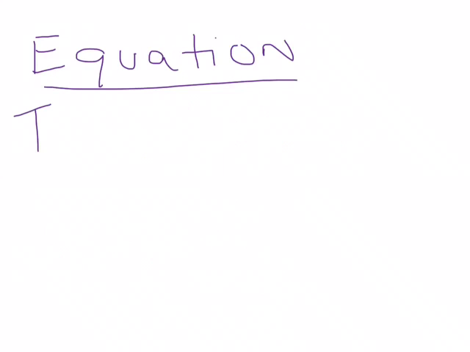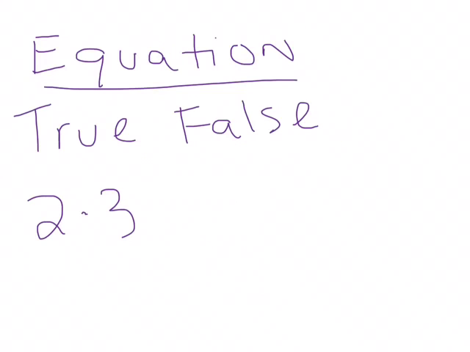An equation can be true and it can be false. Let me give you an example of an equation that is true. 2 times 3 equals 6. This is an equation. We know it's an equation because it has an equal sign, and we would solve it if we needed to. Okay? So this is an equation, and it's true because we know that 2 times 3 always equals 6. Therefore, this equation is true.